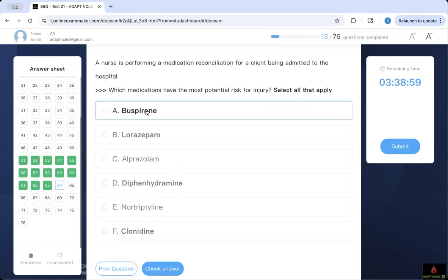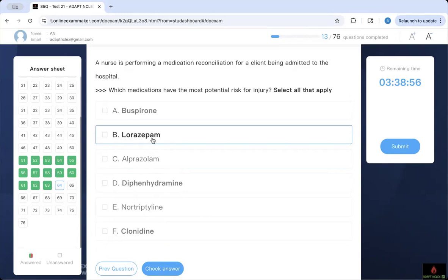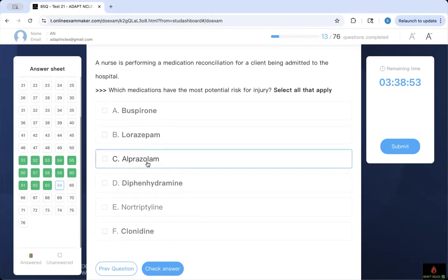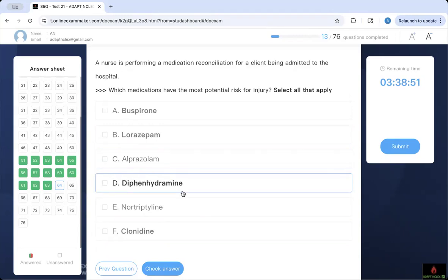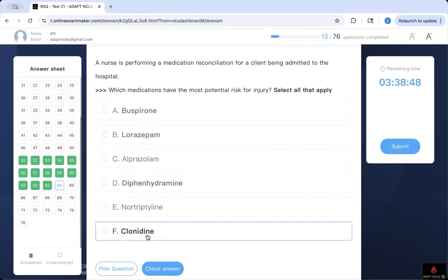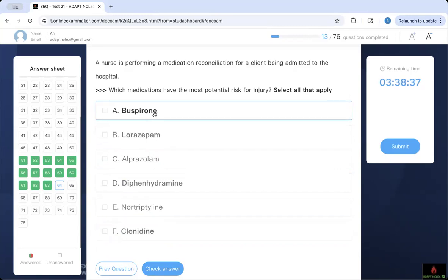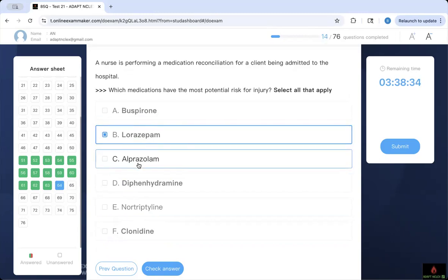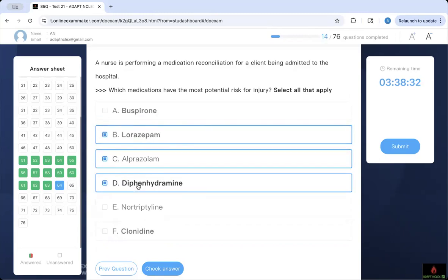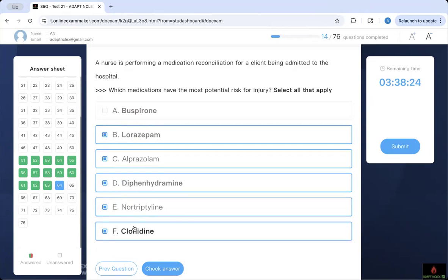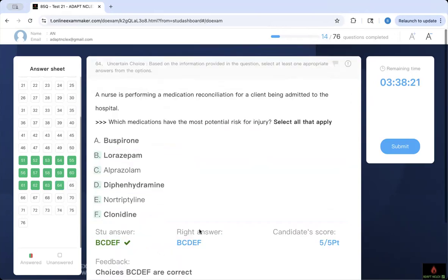Does it cause any dizziness, sedation, or anything like that? Lorazepam: does it cause any sedation? Alprazolam? Diphenhydramine? Nortriptyline and clonidine? Which of these will cause the individual to fall? Therefore, sometimes you've got to give it in the evening. Buspirone: no sedation, nothing. Lorazepam, benzos; alprazolam, benzos. Anticholinergic associated with what? Diphenhydramine. TCA, anticholinergic. Clonidine is centrally acting. All of these can cause falls.